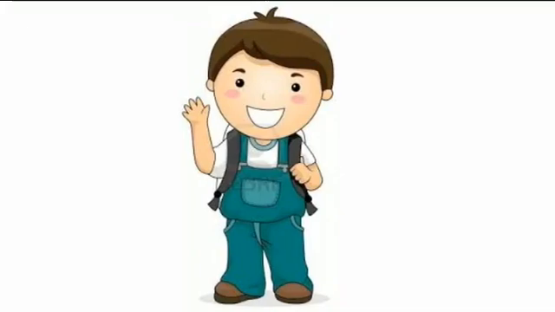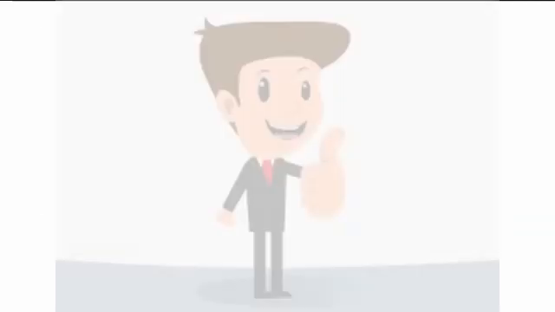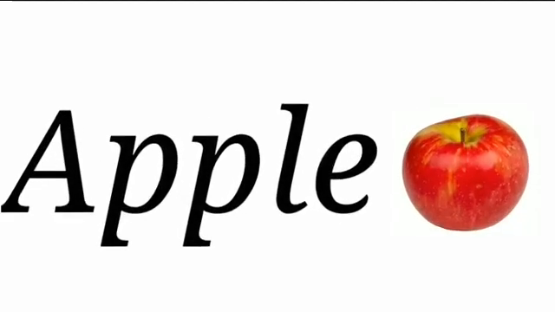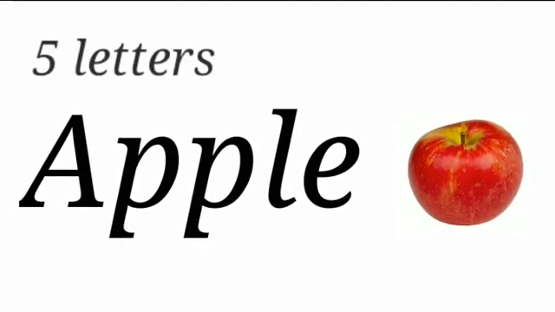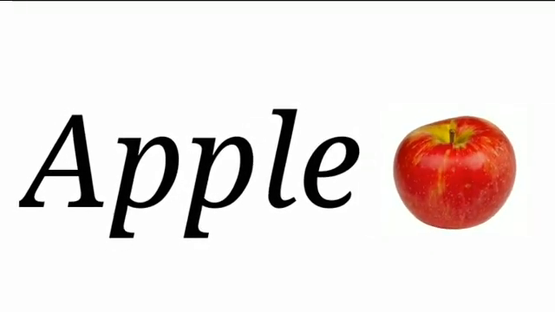Then we will go to learn about words. What is word? A collection of letters with some meaning is called word. For example, A, P, P, L, E, apple. Apple is a group of 5 letters. Apple is a kind of fruit. A collection of 5 letters gives a meaningful word. So, apple is a word.